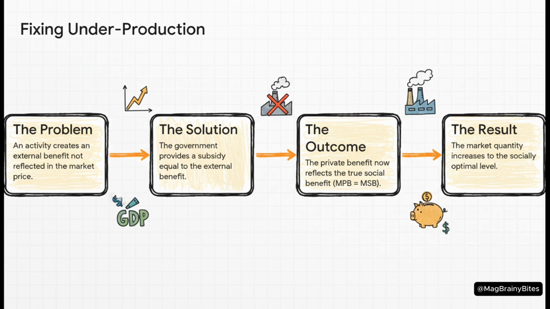And for something good, like vaccinations, you just flip the logic. Instead of a tax, the government can offer a subsidy. It's basically a reverse tax. It lowers the price for you. This helps your personal benefit line up with the bigger social benefit, which encourages a lot more people to get the shot. And that pushes us closer to the number of vaccinations that's actually best for everybody.